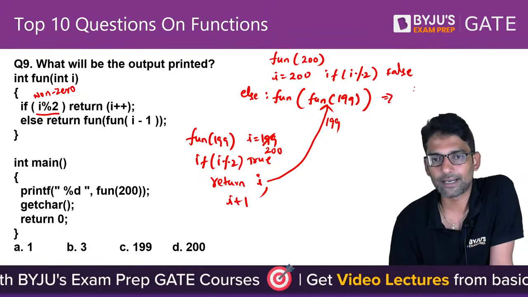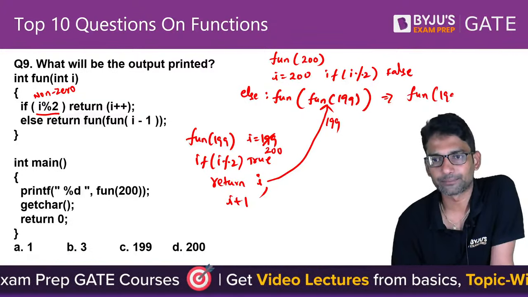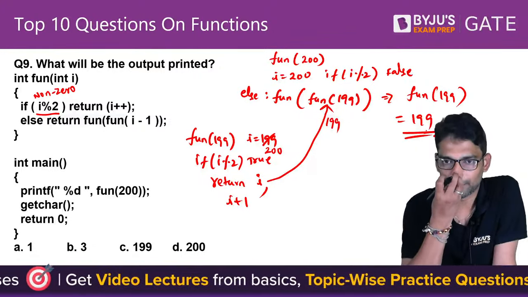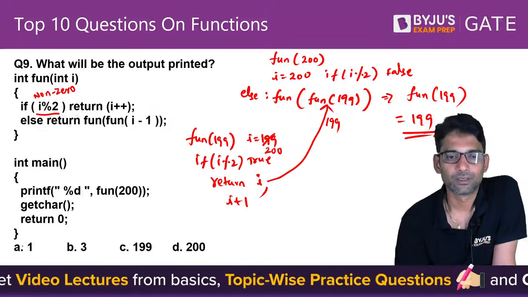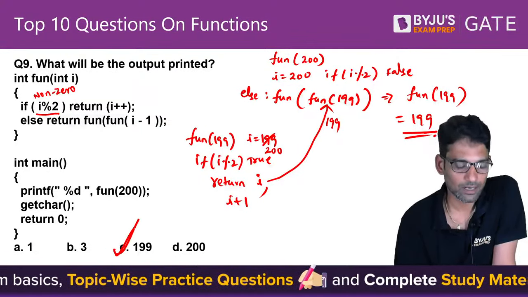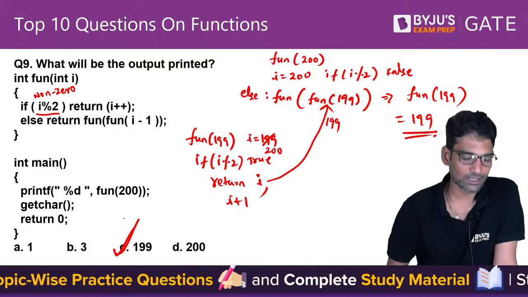So this is again fun of 199. This is again 199 because it is returning i. Just now we have seen. So what is the answer for this question? 199.